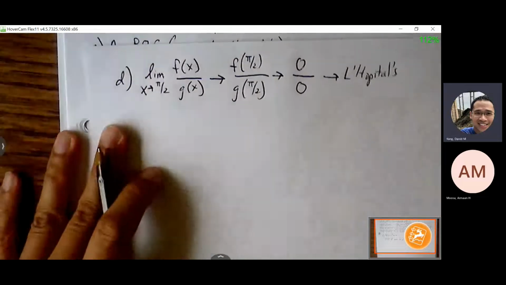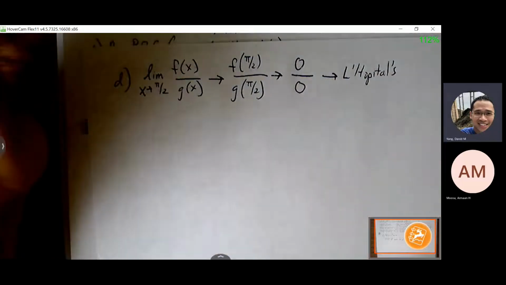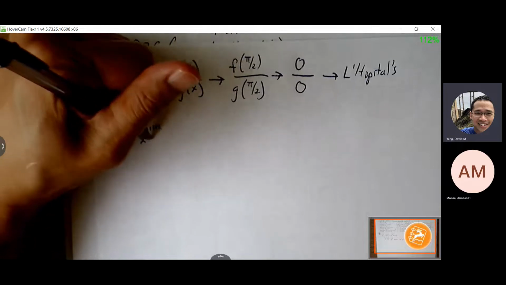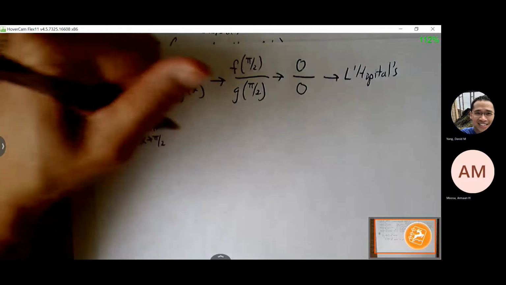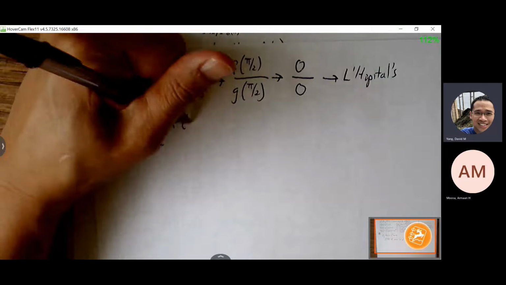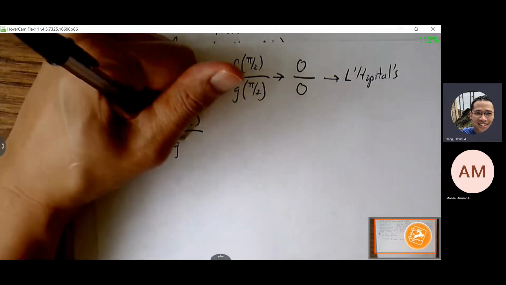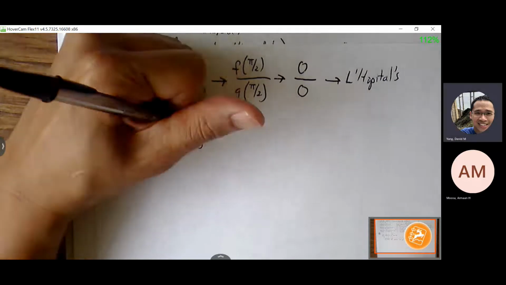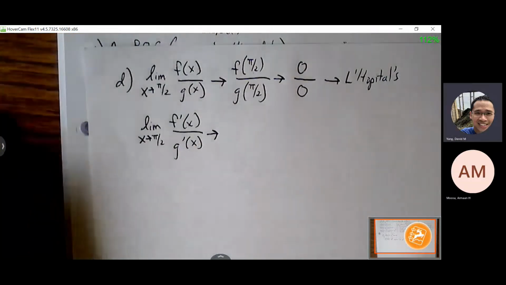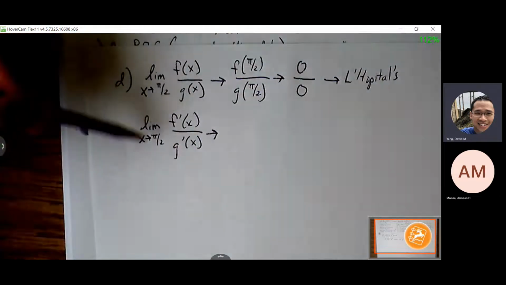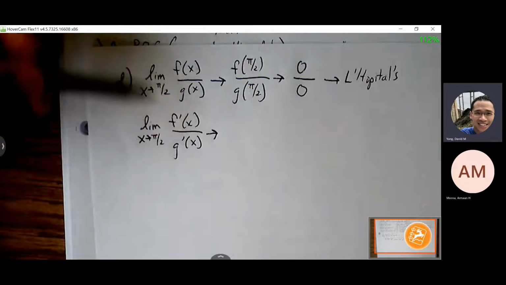L'Hopital says find the derivative of the numerator and then separately find the derivative of the denominator. This is not the quotient rule here. We're just going to find each derivative separately, because our purpose is not to find the full derivative. Our purpose is to use the derivative to achieve our goal. Once we have 0 over 0 and we've found the derivative of the numerator and denominator, we're going to reevaluate.